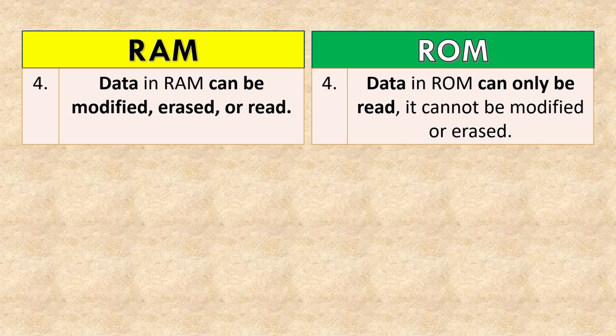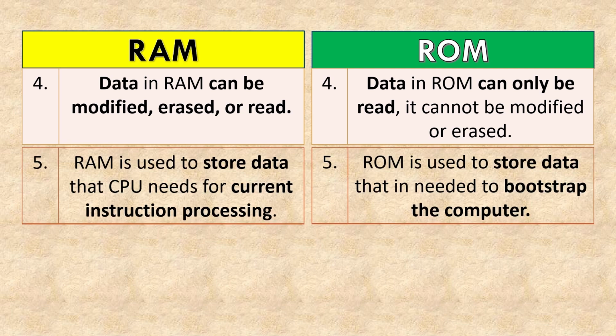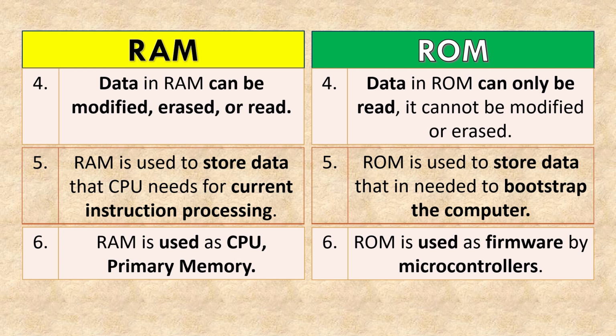Data in RAM can be modified, erased, or read. Data in ROM can only be read, it cannot be modified or erased. RAM is used to store data that the CPU needs for current instruction processing. ROM is used to store data that is needed to bootstrap the computer. RAM is used as CPU primary memory. ROM is used as firmware by microcontrollers.